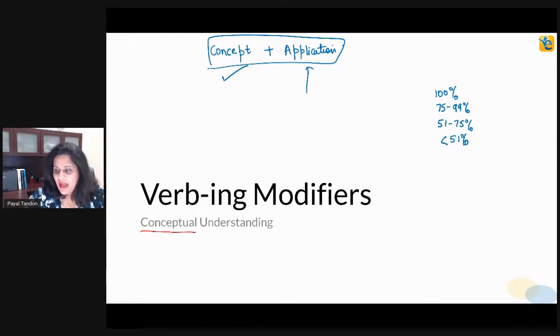So let's see. 75. Okay, so quite a few of you. Almost everyone who has responded has between 75 and 99% understanding. There's one person with less than 51%.